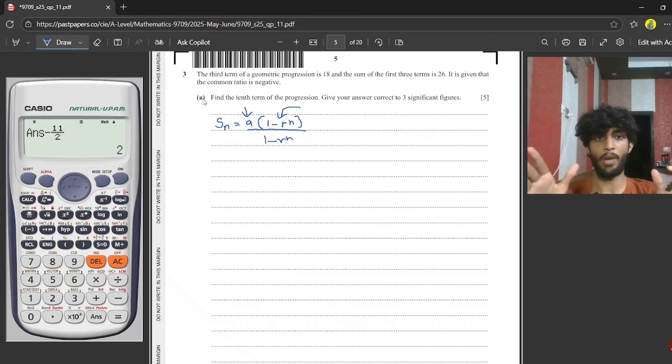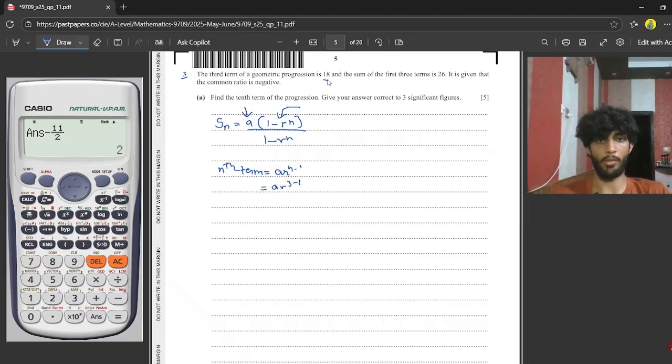So it's most probably going to have something to do with a simultaneous equation, where we're going to make two equations for two unknowns and then solve them simultaneously. That's how they want to test you on these sort of questions. So reading the question, it says the third term of a geometric progression is 18. Basically, the nth term of a geometric progression is given to us as a multiplied by r raised to the power n minus 1. Now for the third term, our n is just going to be 3.